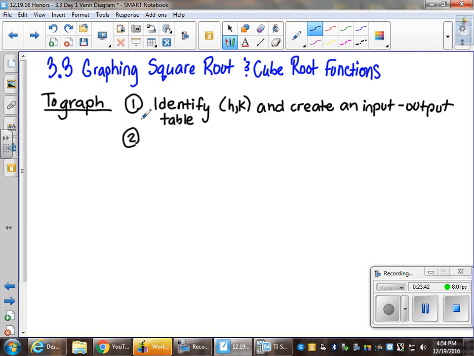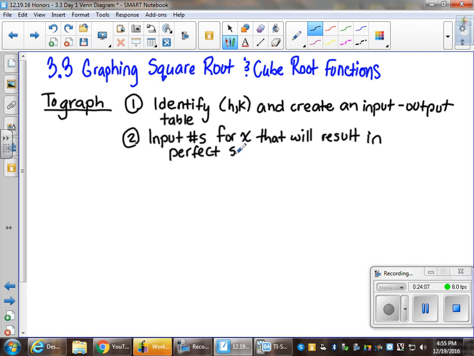Step 2, input numbers for x that will result in, and this is important, perfect squares or cubes, depending on which function you're working with, once simplified. These are our 2 steps.